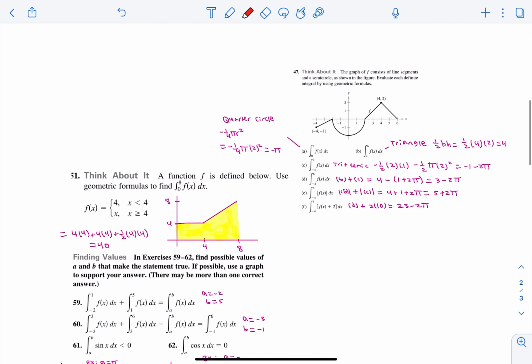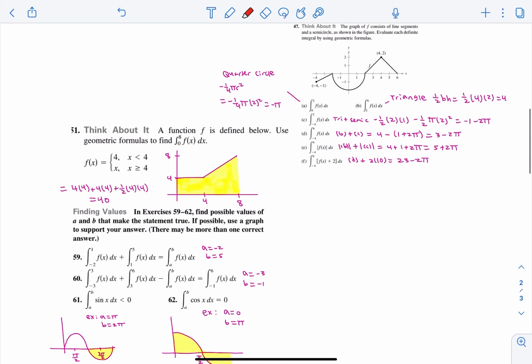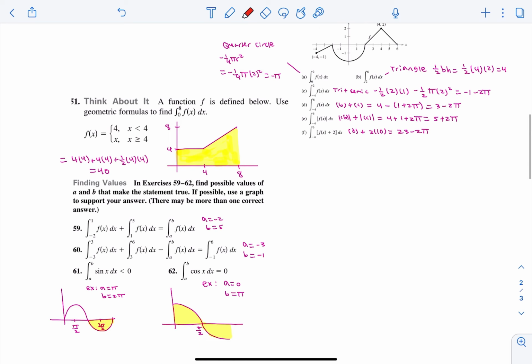So for number 47, we're just taking the definite integrals of different parts of the graph, and it is the same function. So the answers are there. I'm just going to skip this one. Okay, so let's go on to 51.